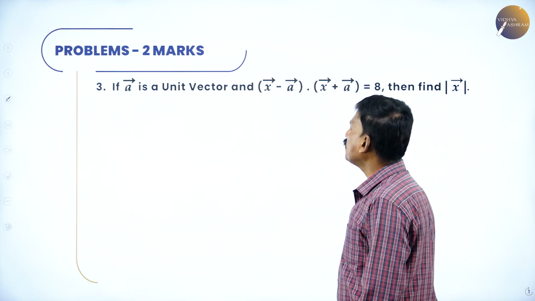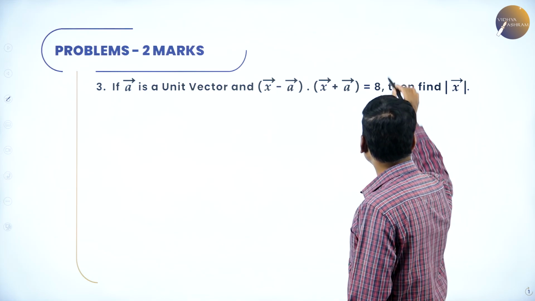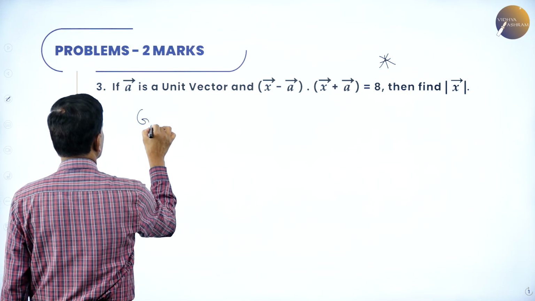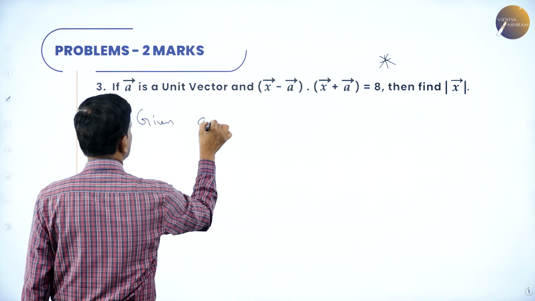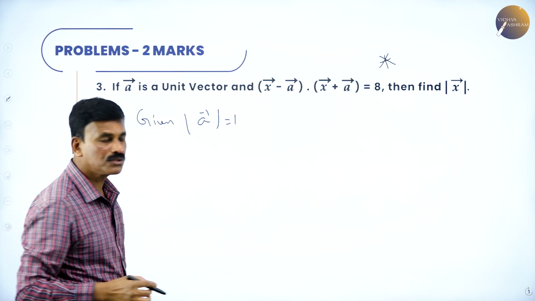Now, move on to the next problem. If A is a unit vector and (x minus A) dot (x plus A) is equal to 8, then find x. This is also an important problem. So, what is given? Given that A is a unit vector. So the length of vector A is equal to 1.